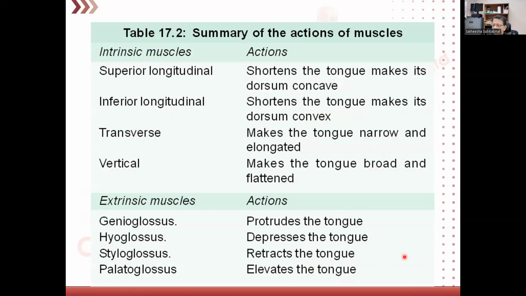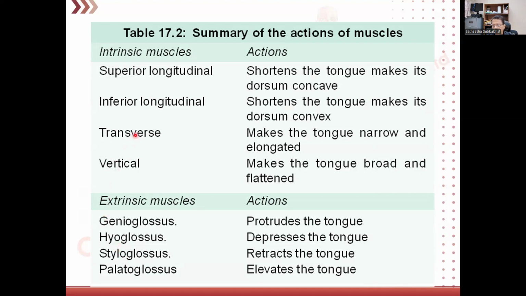Now, as it is said, the tongue is a muscular organ. It is made up completely of skeletal muscles covered by mucous membrane, and this mucous membrane contains projections known as papillae. As far as the muscles are concerned, there are two types: intrinsic muscles and extrinsic muscles. Intrinsic muscles are confined to the tongue itself, whereas extrinsic muscles are attached to the surrounding bones.